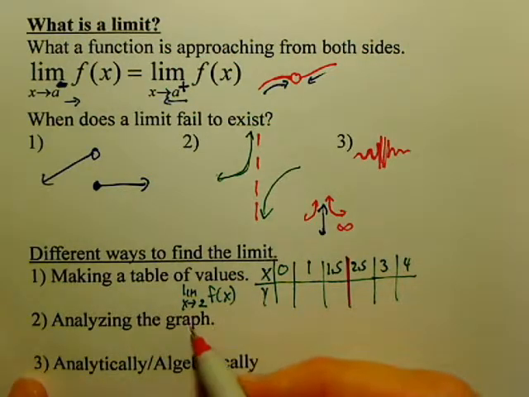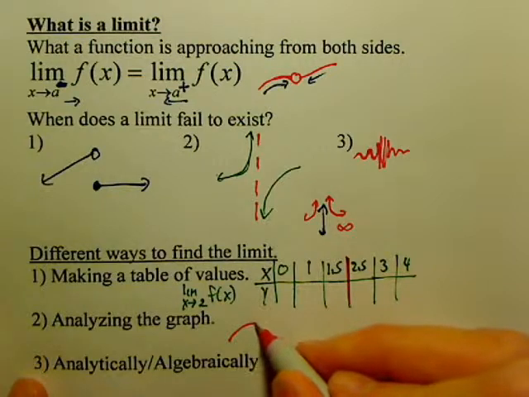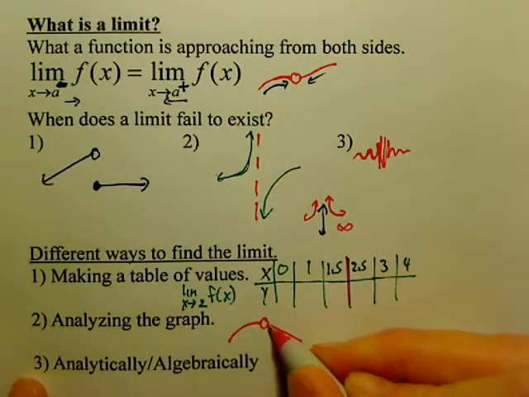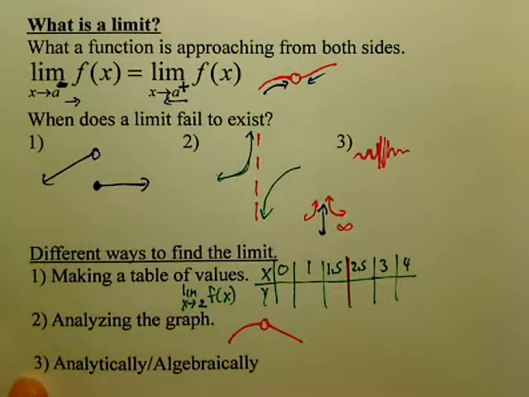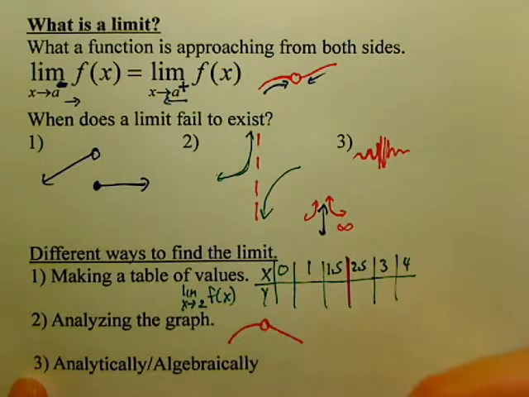The other way is, if you have a graph, look at the graph. For instance, if you have a graph that goes like this, and then it goes like this, you can look at your graph and see what we are approaching from both sides. Well, this right here, that's where we're approaching. So you can technically just look at the graph.